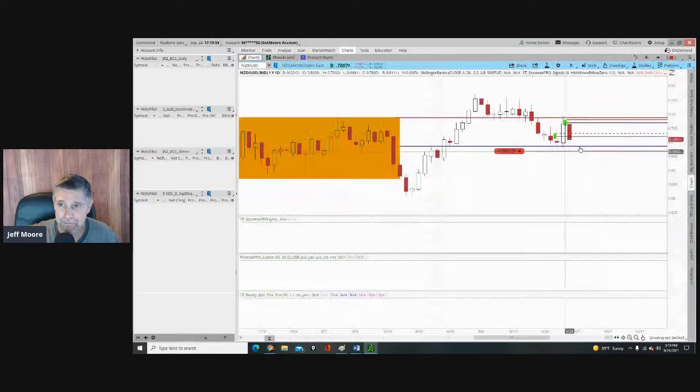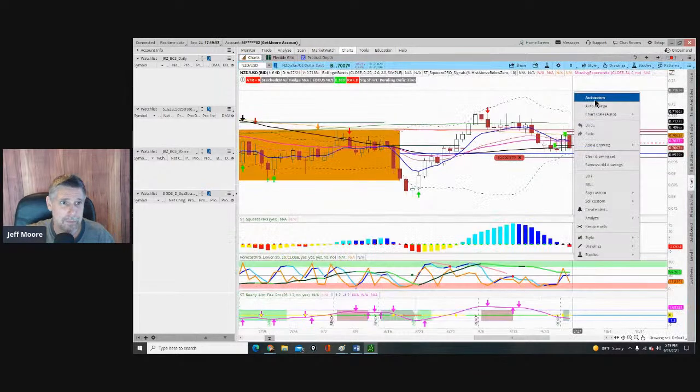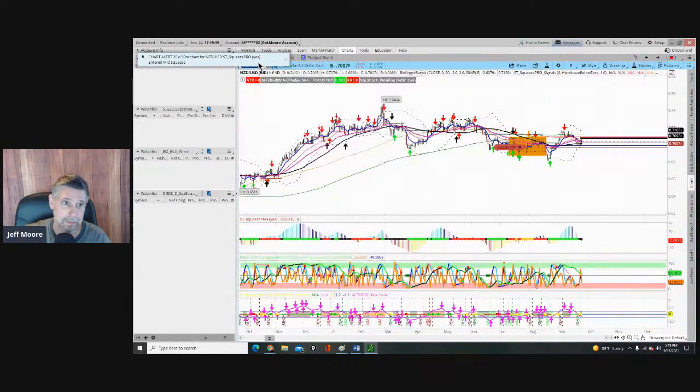Good-looking trade. So, let me show you guys something. Back on the SPX.